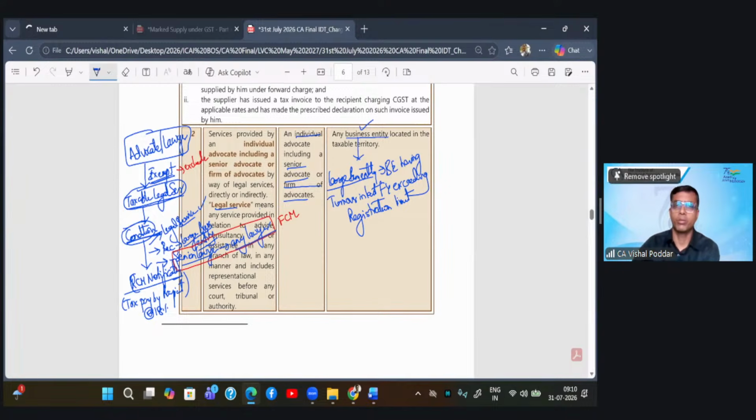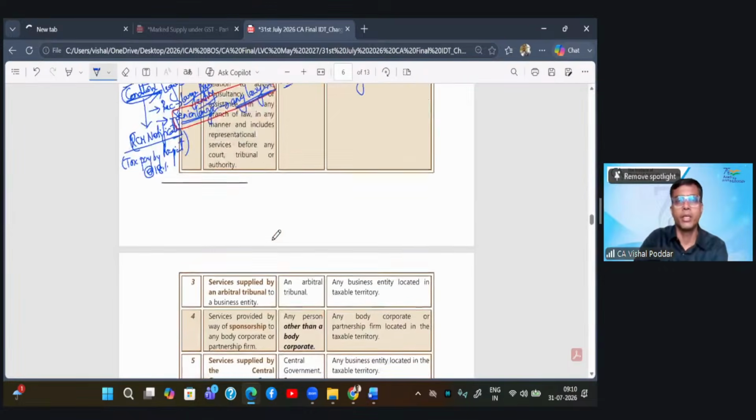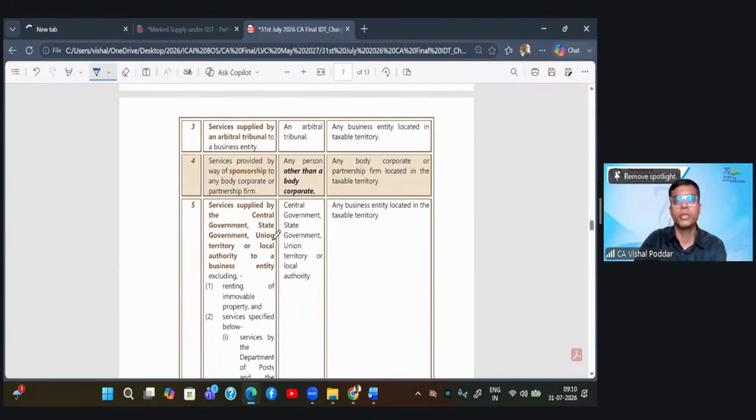Anyways, for us, that makes no difference. For us, that makes a difference only in one scenario. That is where a senior advocate is giving services to any other lawyer, maybe senior or not senior. That is covered in FCM. Remaining all services will be under RCM when all these three conditions are satisfied. So students, I hope it is clear to you.